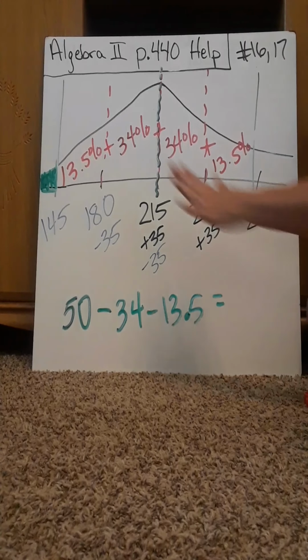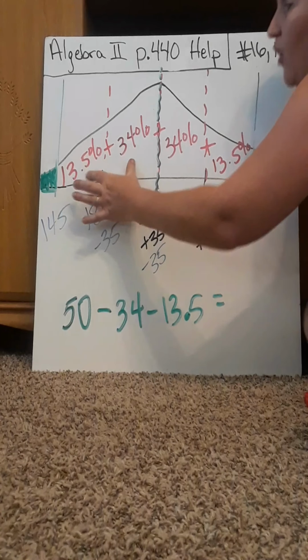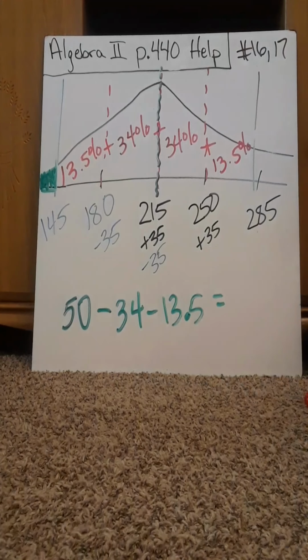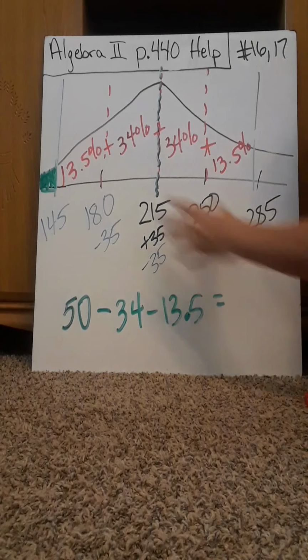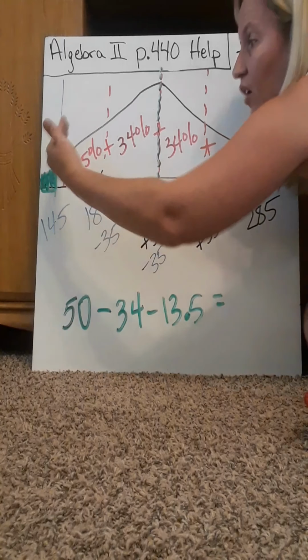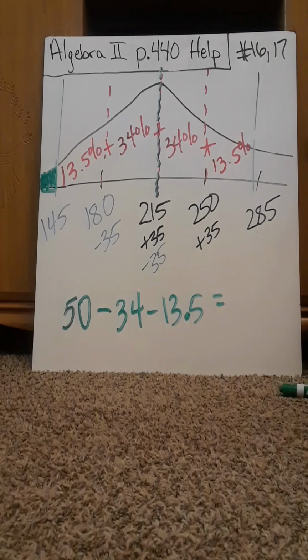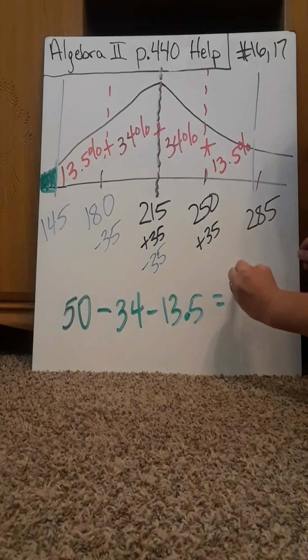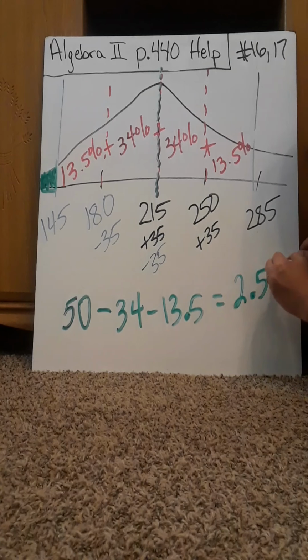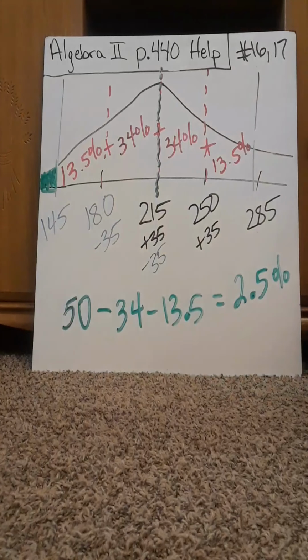Okay? So all of this is 50. Subtract out these 2 sections that we don't want to count or include. And that'll give you what's left over, which is going to give you everything from here to the left. Okay? So let's take 50, subtract 34, subtract 13.5, and you get 2.5%. That's going to be this little part of the graph over here.